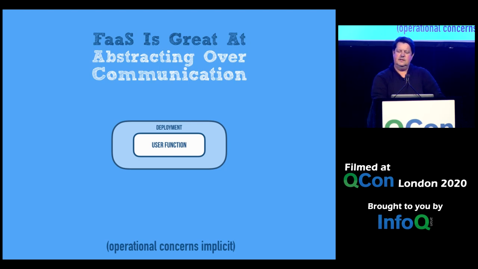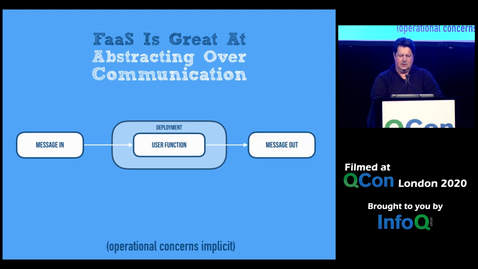Function as a service is great at abstracting over communications, so it's always been great at this. Operational concerns, you don't need to worry about it. You have your little function, gets deployed, messages come in, thinking's done, logic's done in the user function. It probably retrieves some data from somewhere, and then a message goes out.